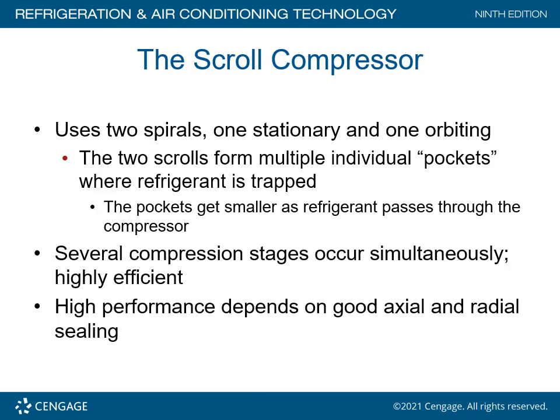Scroll compressor utilizes two spirals. One is stationary and the other one is orbiting. The two scrolls form multiple individual pockets where the refrigerant is trapped. The pockets get smaller as the refrigerant passes through the compressor. Several compression stages occur simultaneously, and they're very highly efficient. High performance depends on good axial and radial sealing.